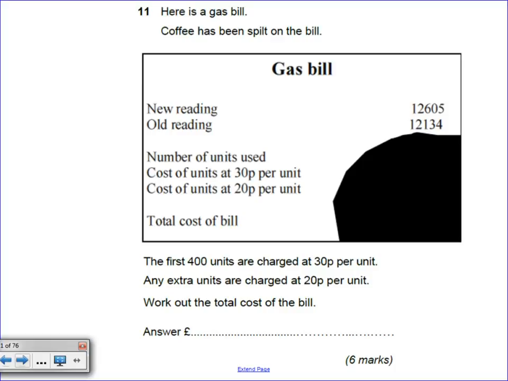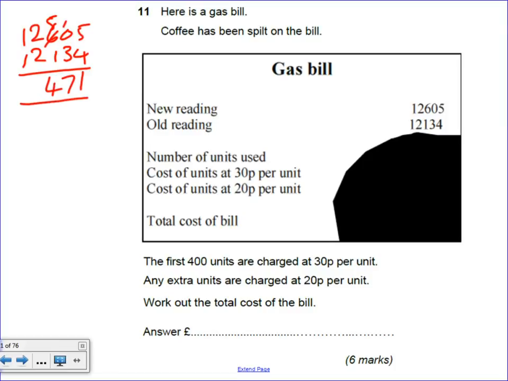Okay, let's go through it then, break it down into bits. So the first bit is asking what? 12605 minus 12134. Everyone happy with subtraction? Yeah? 4 from 5 is 1. Make that 5. 3 from 10 is 7. 1 from 5 is 4. So she uses 471 units. Everyone get that? Yeah? So that's 1 mark in the bag.